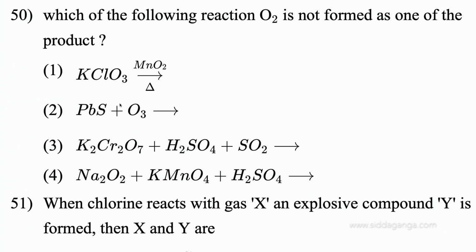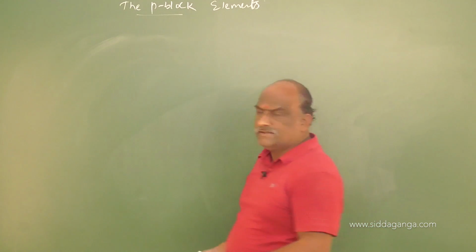While in the fourth example, peroxide is treated with MnSO4, MnO4 and H2SO4. In that example also we will get O2. So what will be the right answer for question number 50? The third option is the right answer. So you should go through those equations. According to the equations we have to find the right answer. So you should note down the equation for the third one.